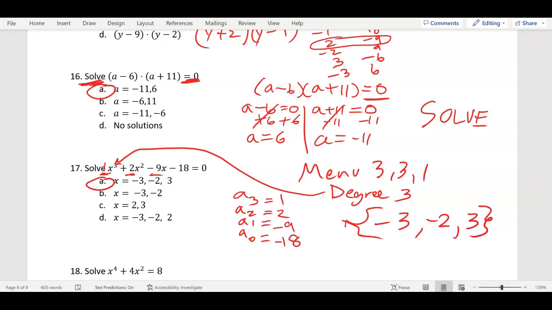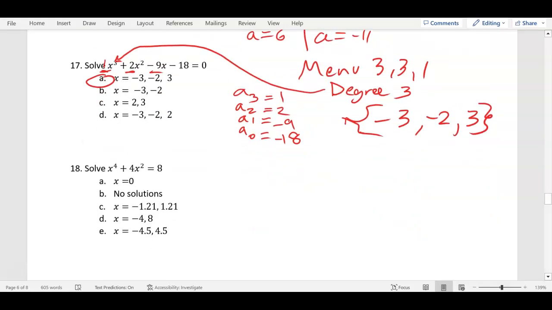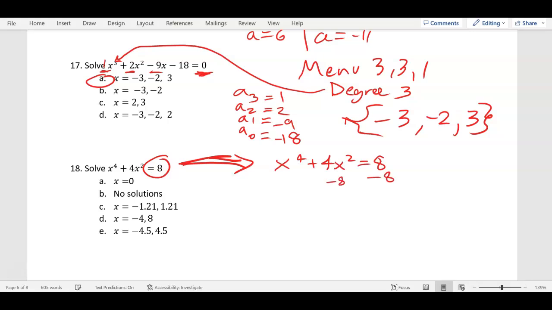Bam. Okay. Now, you would do the same thing here, but this one equaled 0 up here, but this one does not equal 0, right? So let's go ahead and rewrite this. x to the 4 plus 4x squared equals 8. If I want this to equal 0, I need to get rid of the plus 8, minus 8, minus 8, and that's going to go right there.